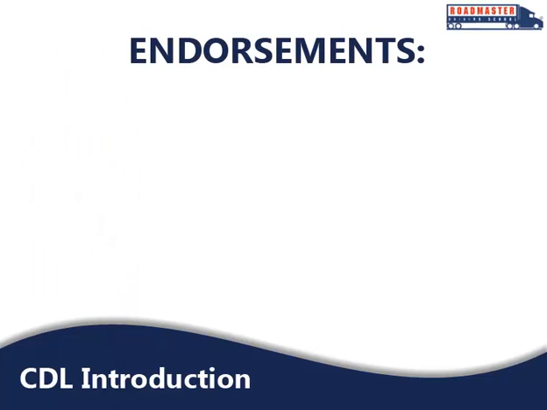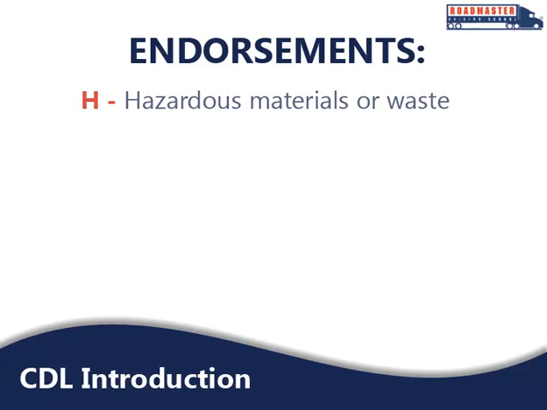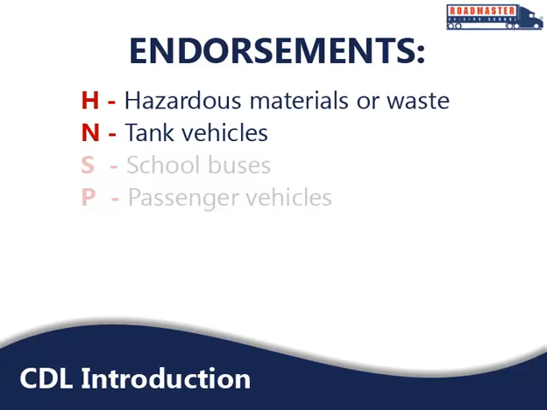A CDL holder can also add endorsements to their CDL license. The following is a list of the different endorsements and what they mean. H is for placarded or marked vehicles transporting hazardous materials or wastes. An N endorsement is for tank vehicles, which includes a cement truck. The S and P endorsements often go hand in hand, since an S endorsement is for school buses and a P endorsement is for passenger transport.